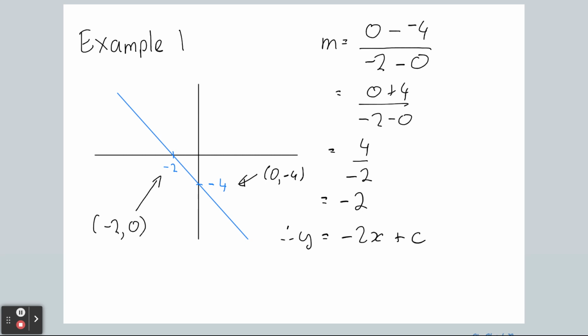Now, if you remember from our key ideas, c is just the y-intercept, and in this instance, we're given the y-intercept, it's -4. So we don't need to calculate anything, we can just directly substitute -4 for c. So we get y equals -2x minus 4. Why minus 4? Because it's a -4 here, and when you add a negative number, it's the same as subtracting. So the equation is y equals -2x minus 4.